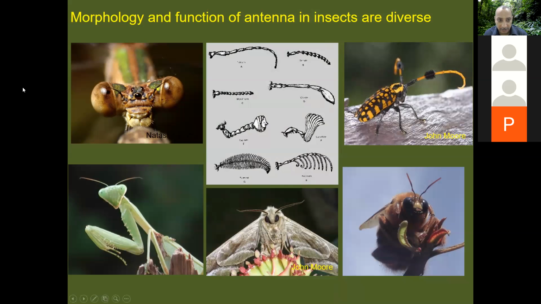Say, for example, the dragonfly has very small antennae because its chemical senses are very limited, but it has large eyes so that its visual system is very good. This cerambycid beetle has very long and very tufted antennae to sense the chemicals.